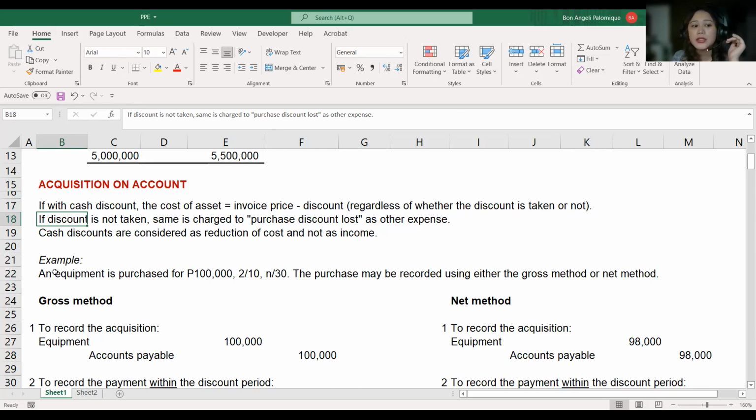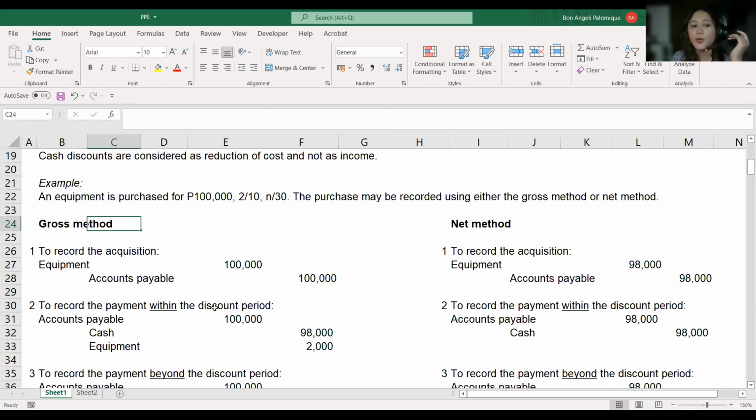Kasi ito, sabi kasi dito, 100,000 yung bili mo, pero meron kang 2% na discount, di ba? So 2% if nabayaran mo in 10 days. So regardless kung mabayaran mo ng within 10 days or not, it will already be deducted in the cost of the equipment. So meron tayong 2 methods, pwedeng gross or net. So gross is ito yung hindi mo na niya binabawas. Yung net method is automatic dineduct niya na dito sa equipment.